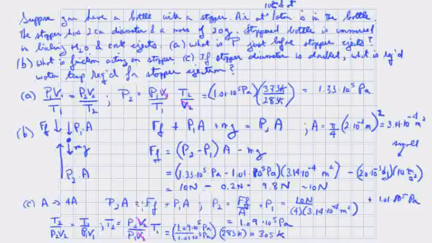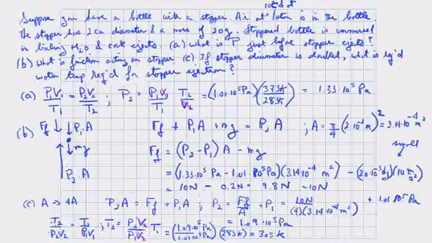P2A is equal to F plus P1A. P2 is then equal to the frictional force, which will remain the same, divided by the area plus P1. And so that's going to be 10 newtons divided by this quadrupled area plus the initial pressure, 1.01 times 10 to the 5th Pascal, that's atmospheric, and that comes out to be 1.09 times 10 to the 5th Pascal.